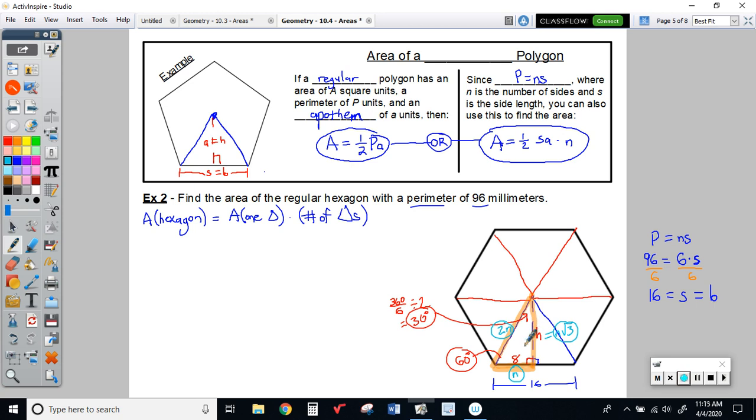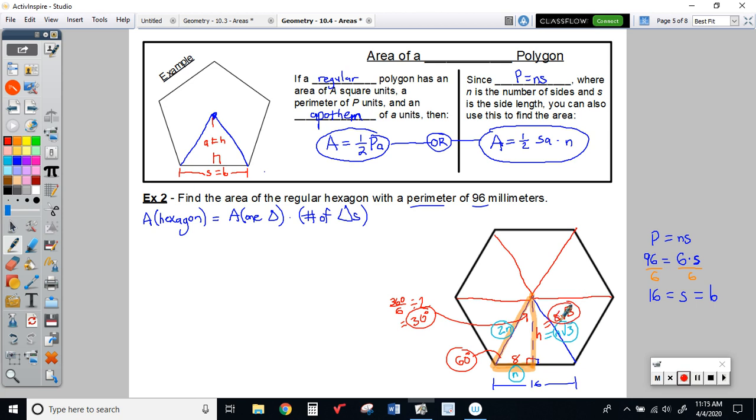You could still use trig if you wanted to. You could say tangent of 30 equals n, which is 8, or I should just say 8. Tangent of 30 equals 8 over h, and you could solve for h from there. But if you think of it this way, I think it's even easier. So if this is n, 8 is n, that means n root 3, which is equal to h. H is going to equal 8 root 3.